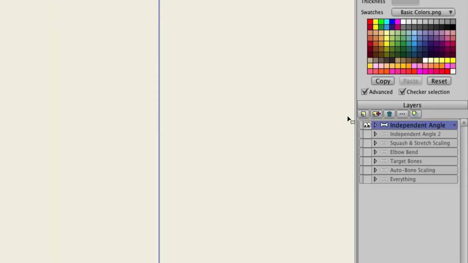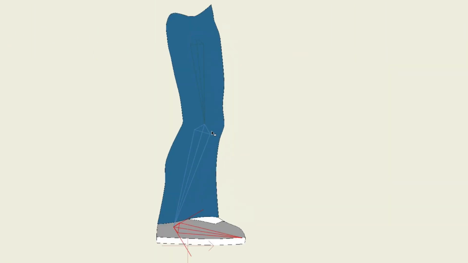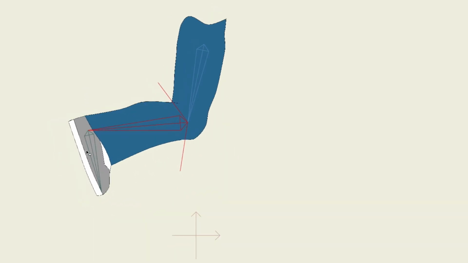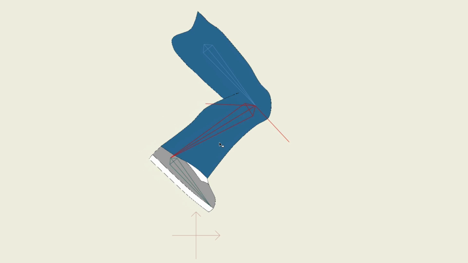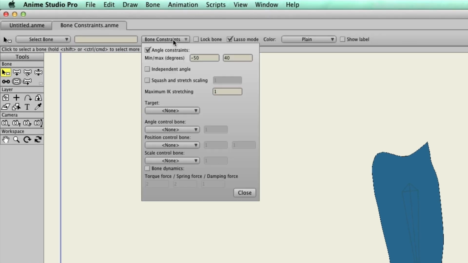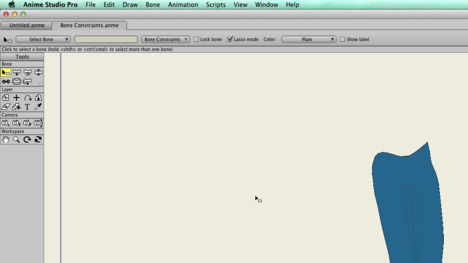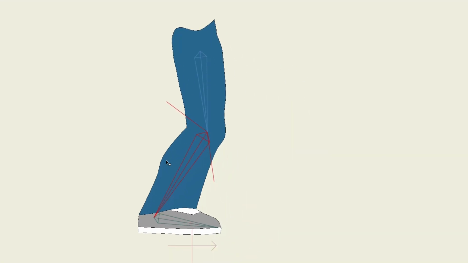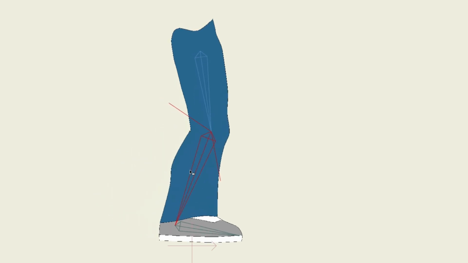So as an example, let's pull up here a leg. So we have our leg on screen. Now traditionally, if you move the leg around, you're going to have the foot follow it. So that's nothing new. But if we take the Select Bone tool, click on that bone, go into Bone Constraints, click Independent Angle, and close it. Now we move this around, you can see we have a much different effect going on here.